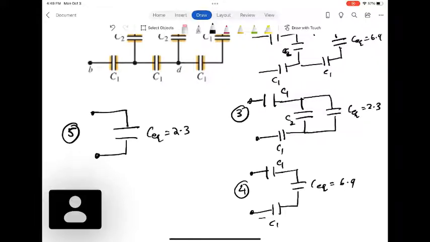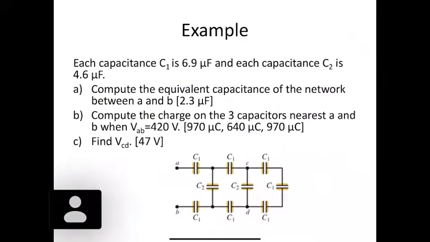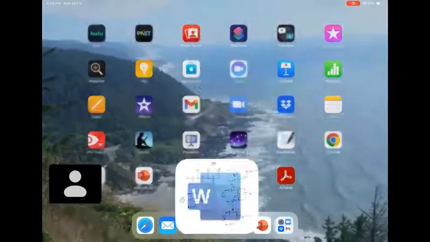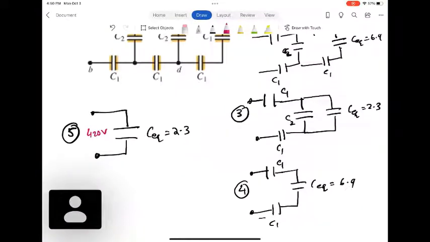We are told that the potential difference V is 420 volts. Yeah, V is 420 volts. All right. We've already solved the first part. It's 2.3. So this is the answer of the first part.